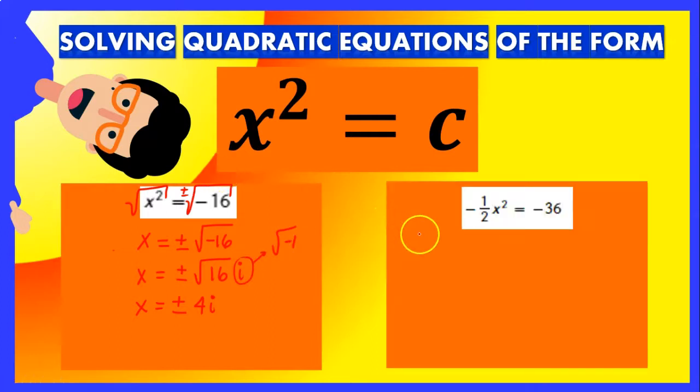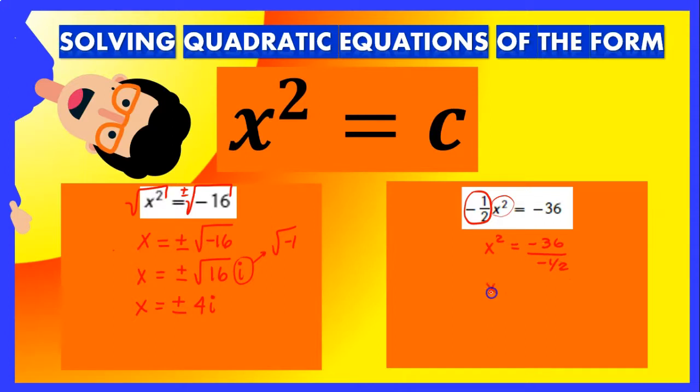Now the other problem we're going to be taking a look at is minus 1/2 x to the power of 2 is equal to minus 36. So again, what we want to do is try to leave the x to the power of 2 alone. So in this case, what we do is divide by the minus 1/2, because the minus 1/2 is multiplying the x to the power of 2, so it's going to pass dividing.